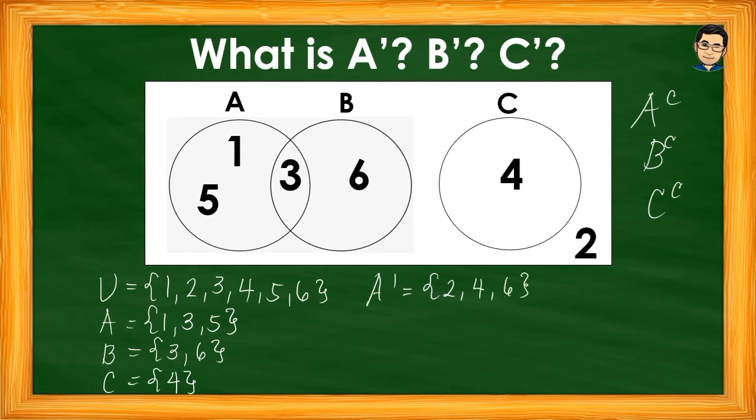Okay, what about B complement or B prime? So, i-cross out lang natin yung 3, 6 dun sa universal set. And then, yung mga hindi na-cross out, yun po yung mga elements ng B complement. Those are 1, 2, 4, and 5. And then, for C, obviously, isa lang po yung element niya. So, kapag in-cross out natin yung 4 dun sa universal set, ang mga elements ng C complement, 1, 2, 3, 5, 6. So, ganyan lang po yung A complement, B complement, and C complement.